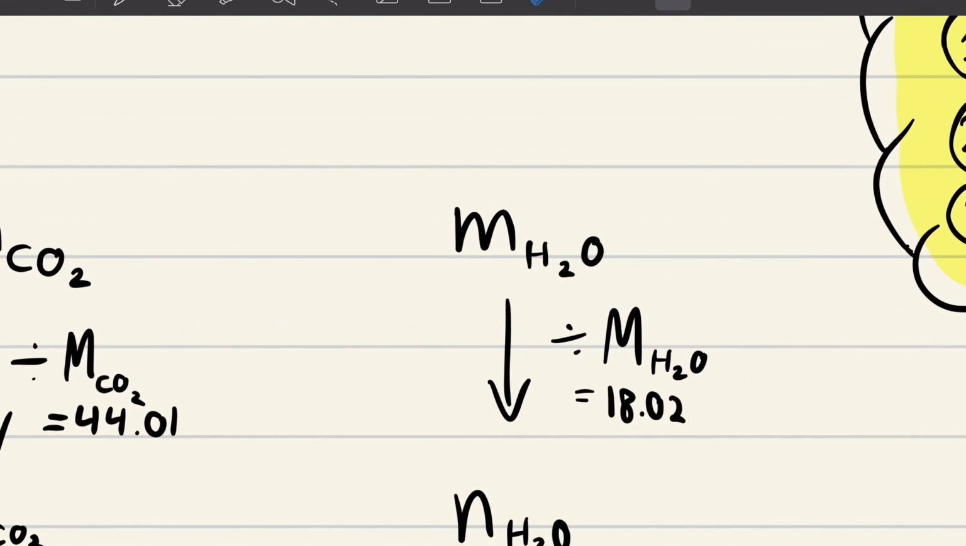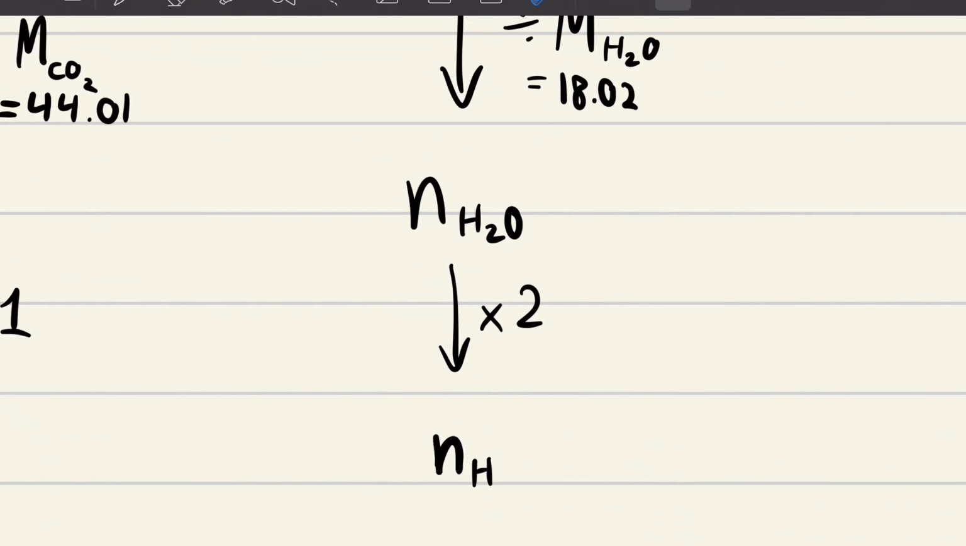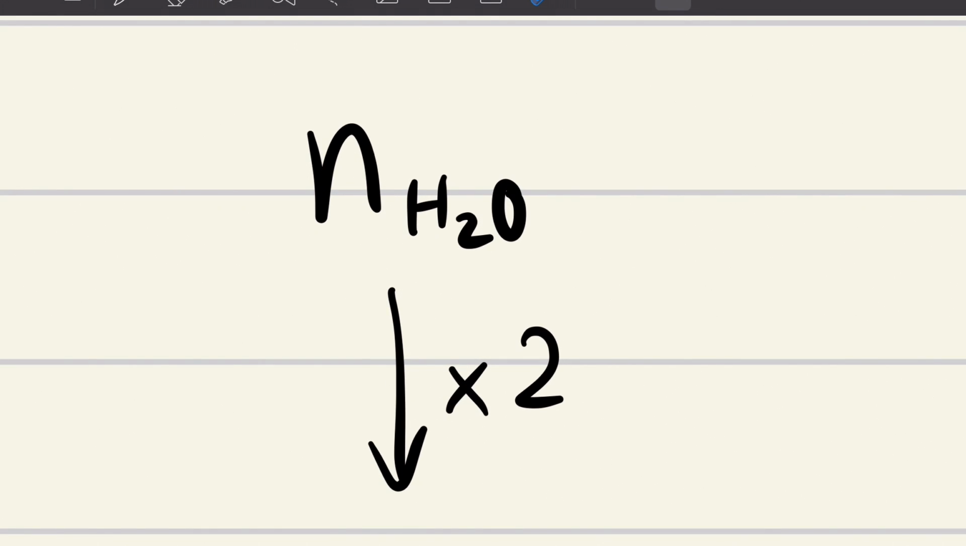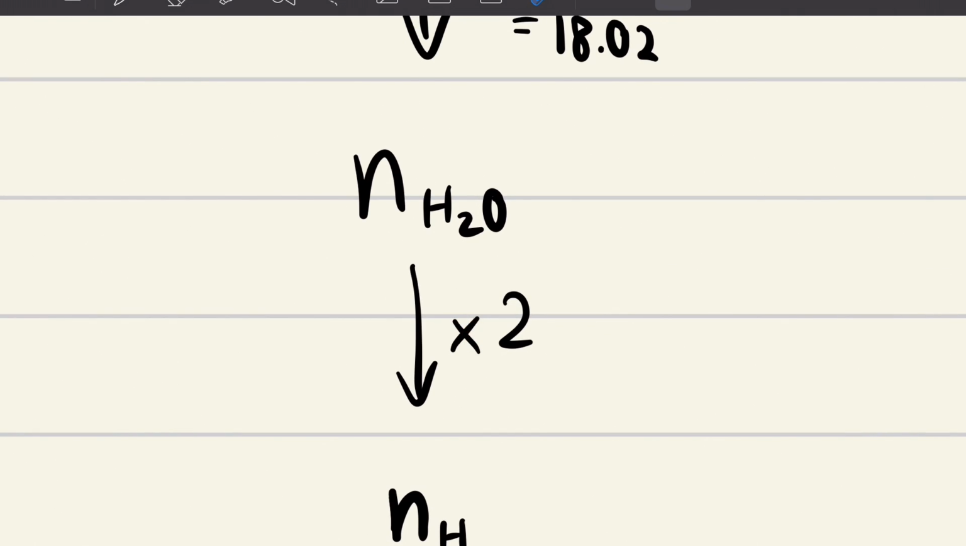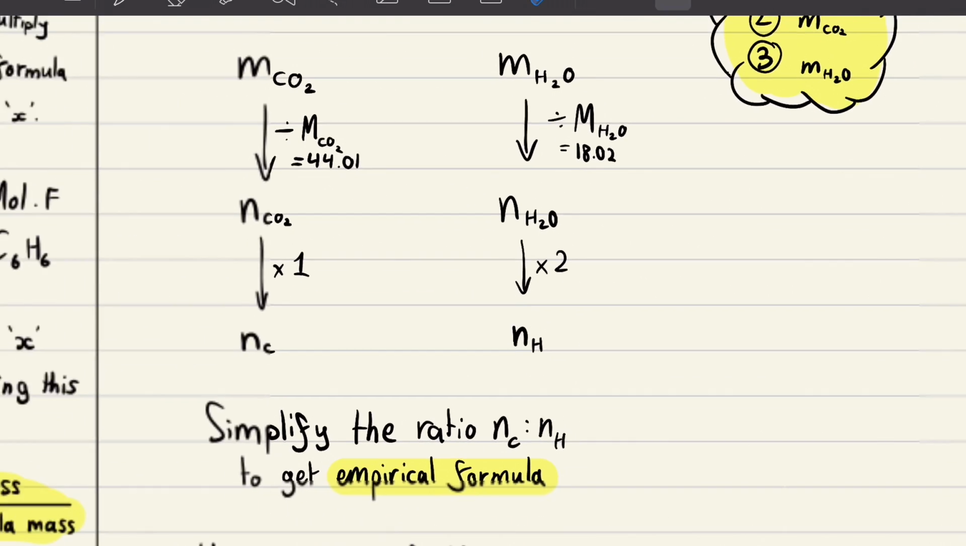We take the mass of H2O, we divide it by the molar mass of H2O, which is 18.02, and we need to multiply by 2, because here it shows that in one molecule of H2O, there's two atoms of hydrogen. So we need to multiply the amount of moles of H2O by 2, because for every one H2O, there's 2 hydrogens. And then we get the amount of moles of hydrogen.